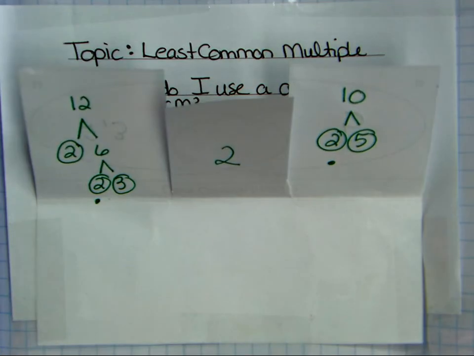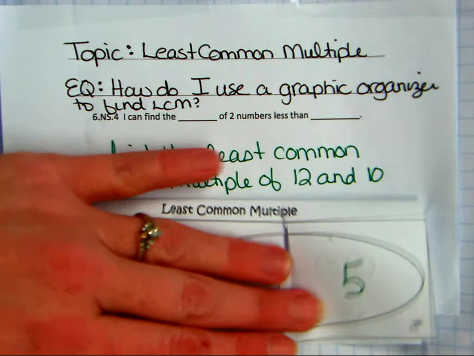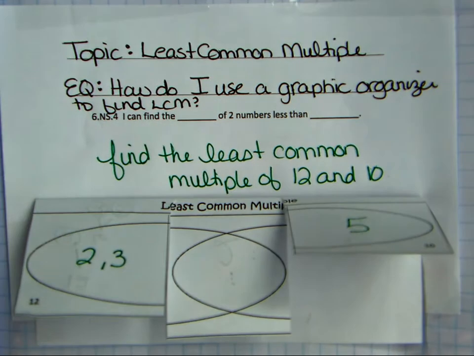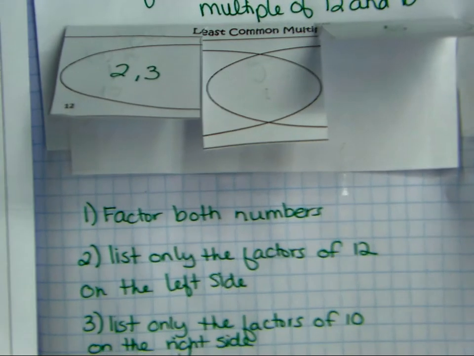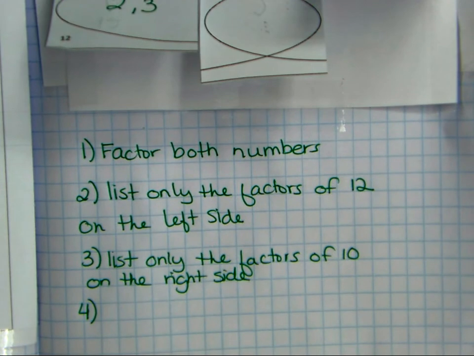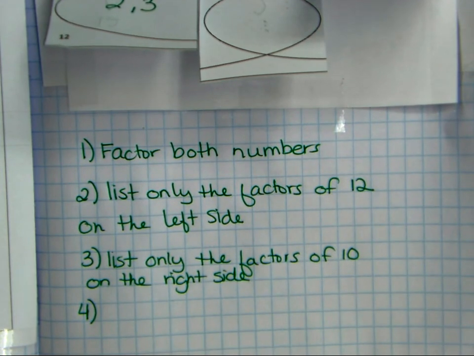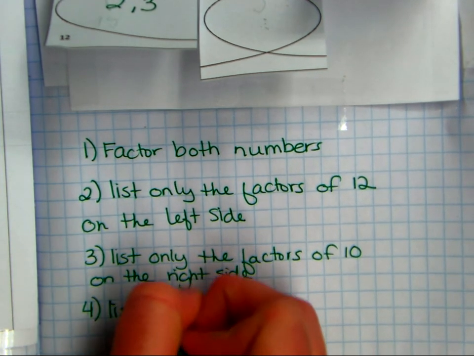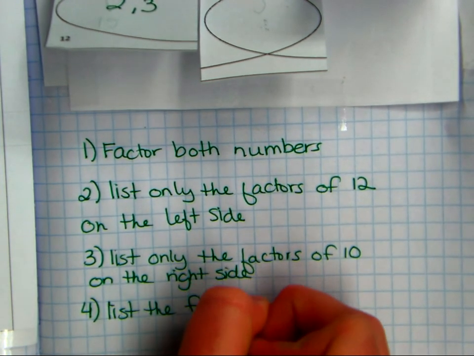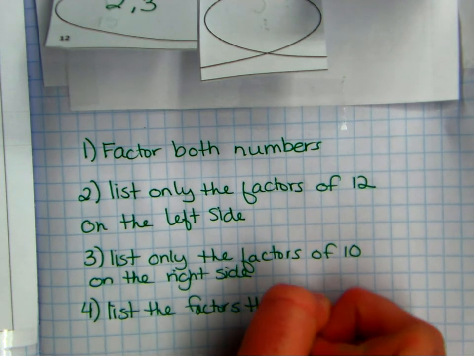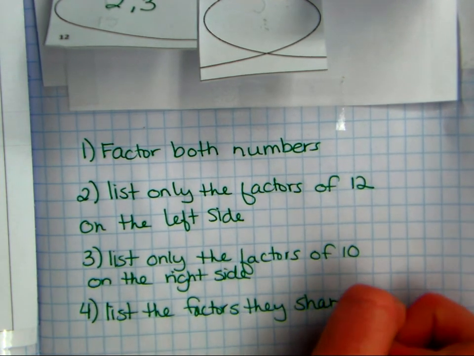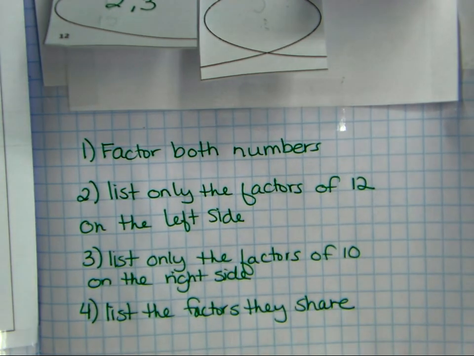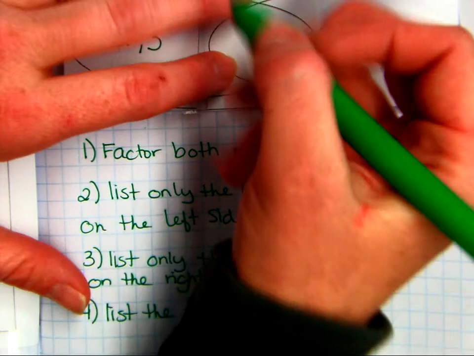Okay? So what I'm going to do now is I'm going to list. So here's my steps. I apologize. You want to pause and go back so you can write that down. Apologize for not showing it on the video. So then the final thing is you're going to list the factors they share in the center. So in this case, it was that 2 that they share.